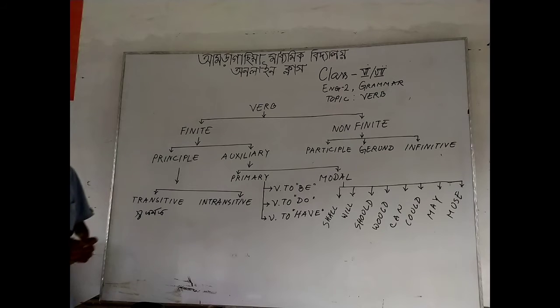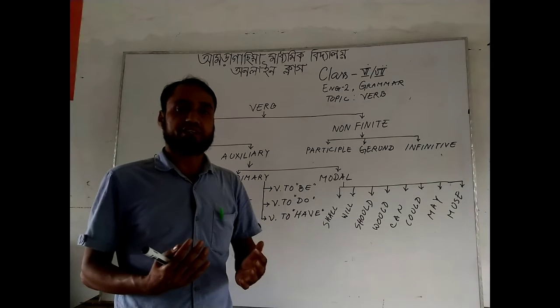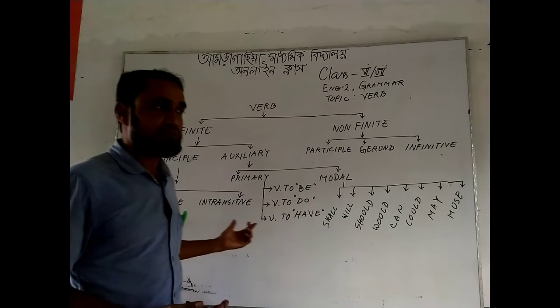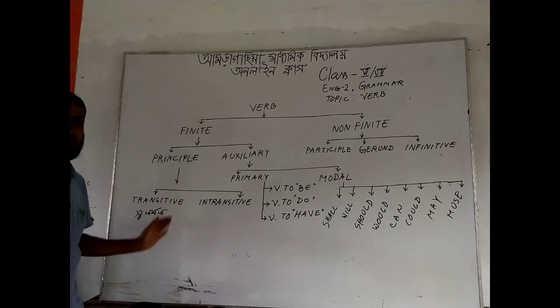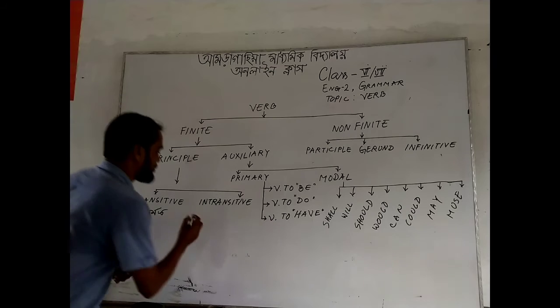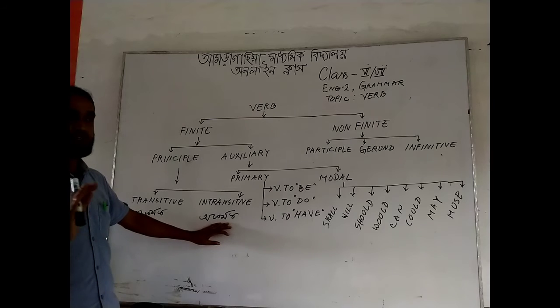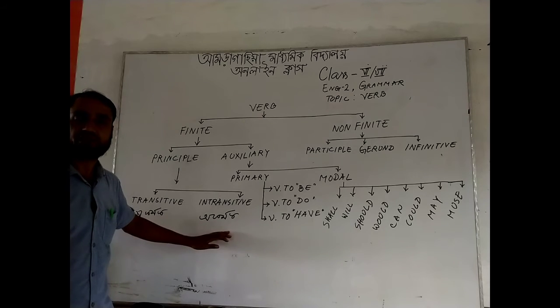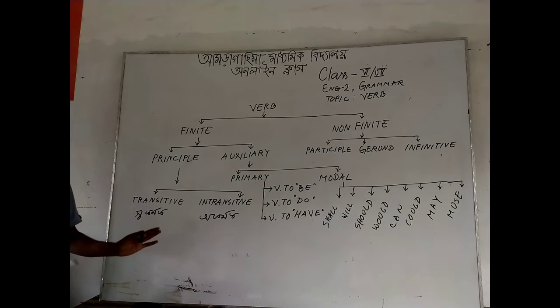That is, the verb which needs an object, or which takes an object, is called transitive verb. Or the sentence which has an object to make the meaning of the sentence is called transitive verb. And intransitive verb, akarma kriya, that means the verb which doesn't take any object is called intransitive verb. Transitive verb, I would like to give an example for your understanding.